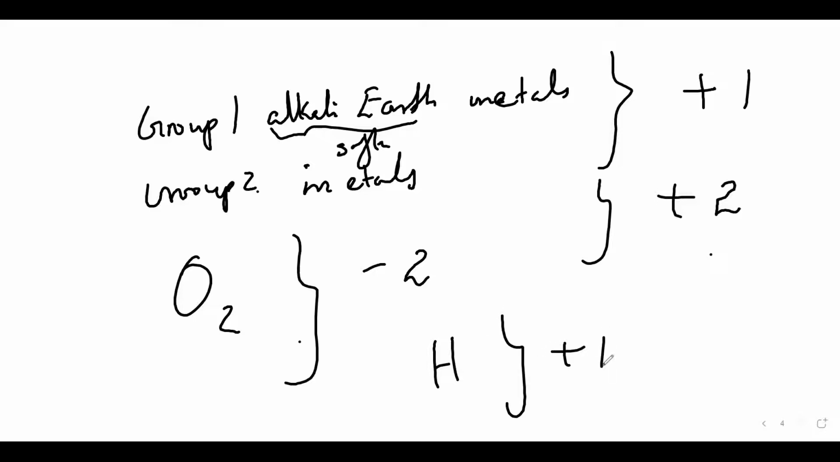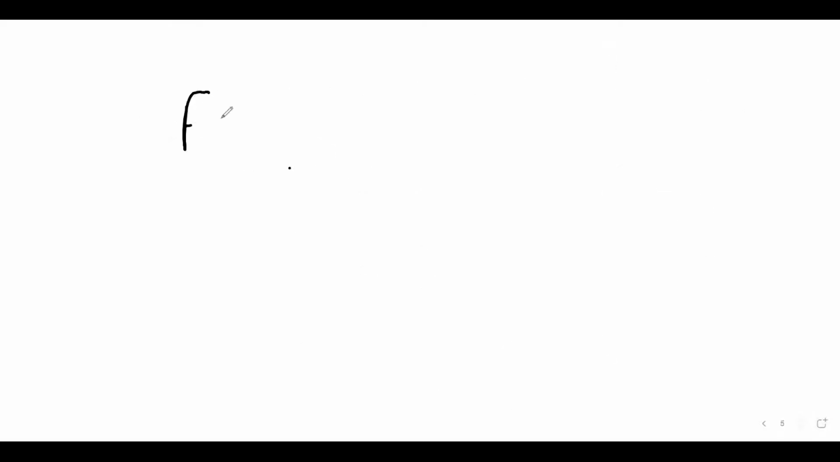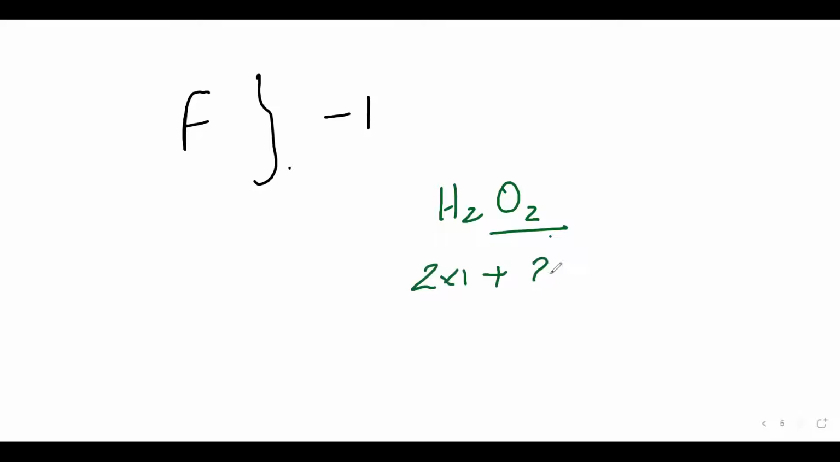And if I take the most electronegative element, fluorine, it is -1. But this is chemistry and we do have exceptions. If I take H2O2, and I want to find the oxidation state of oxygen, this is 2 into 1 plus 2 into x. This is equal to 0 because of neutral charge. So 2 plus 2x is equal to 0. x is equal to -1.